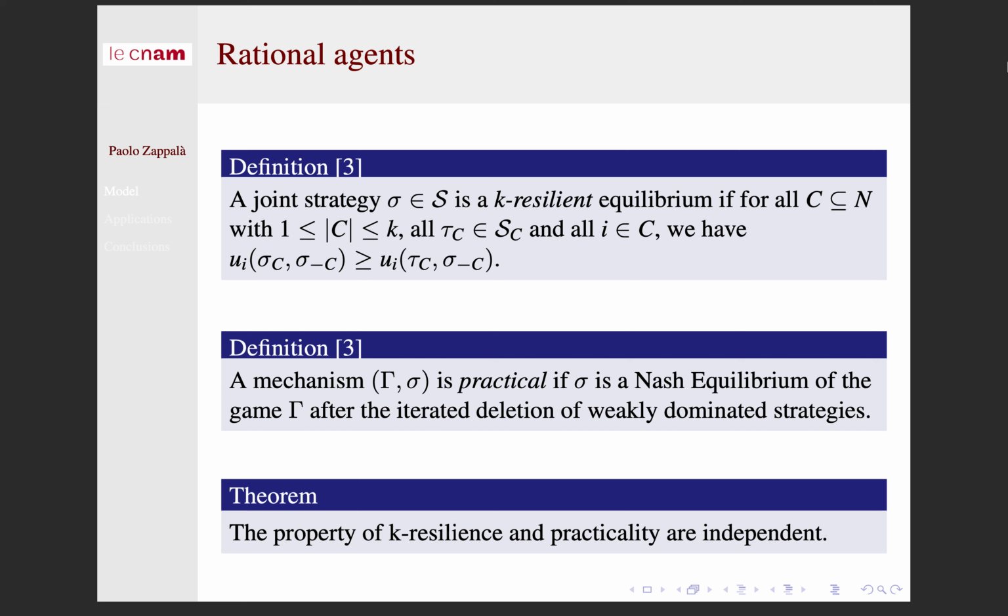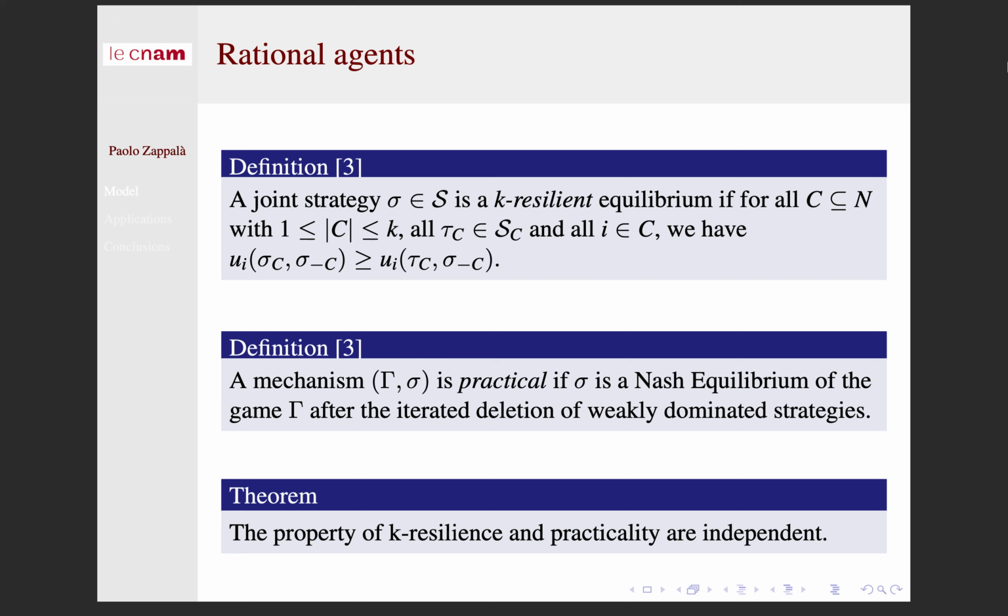So first of all, we analyze rational agents, and we have two different properties that represent the robustness of a protocol. Resilience equilibrium means that there is no subset of players that can deviate in order to increase their utility. So they can have a joint deviation, instead of just one, and altogether change their strategy in order to get a better equilibrium.